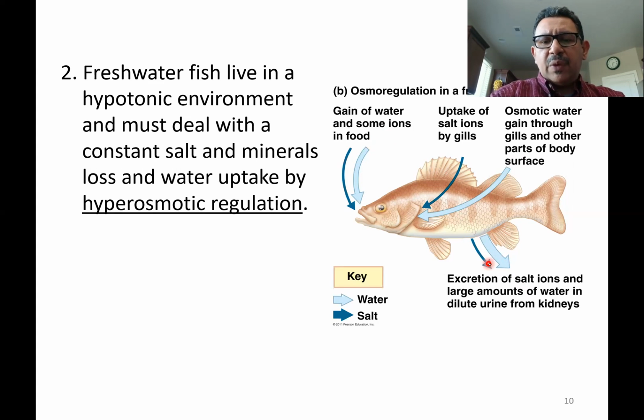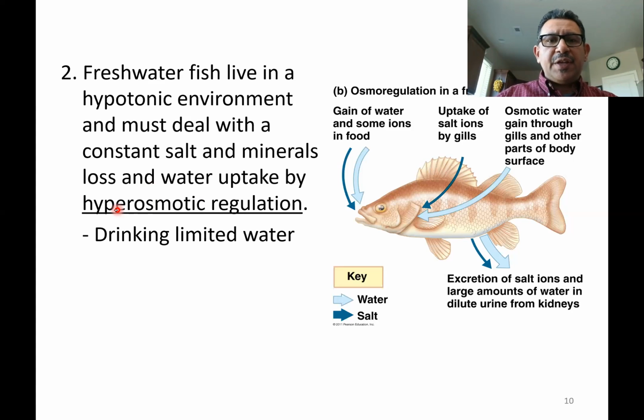And so, as you can see, they have to perform something called hyperosmotic regulation. They want to maintain a hypertonic body as they live in a hypotonic environment. The strategies here are: don't drink too much water.